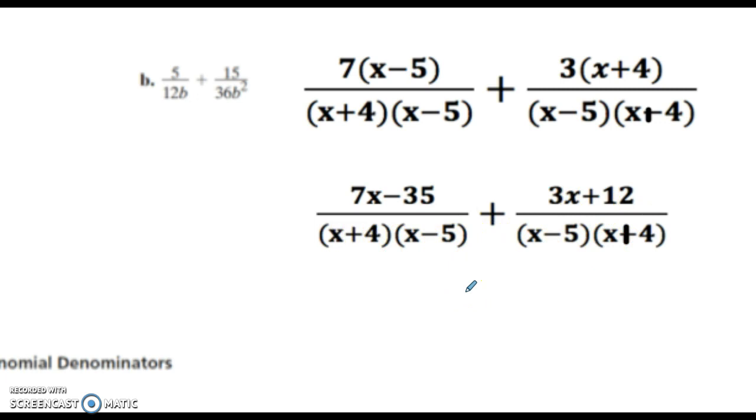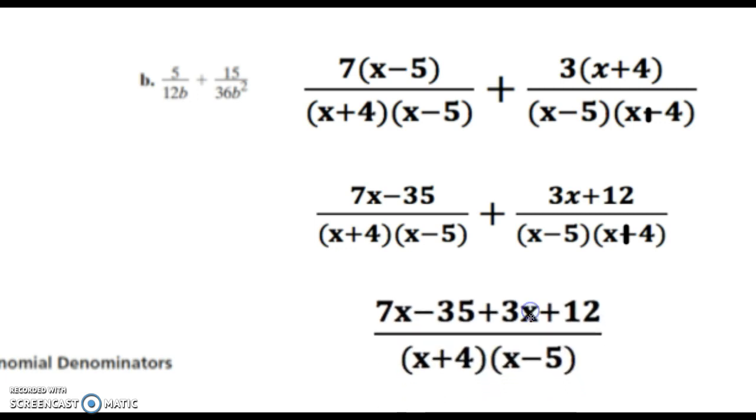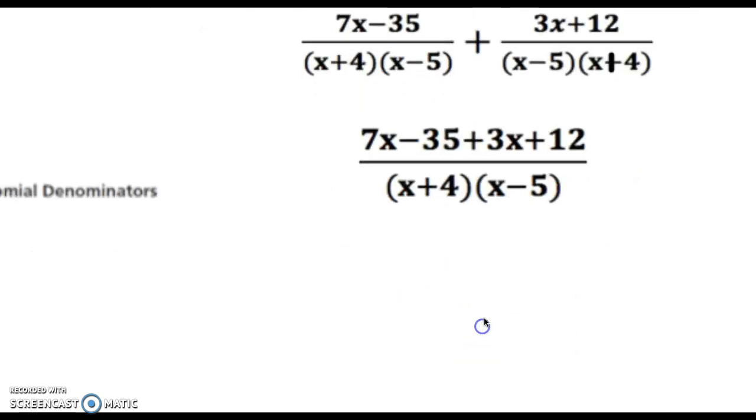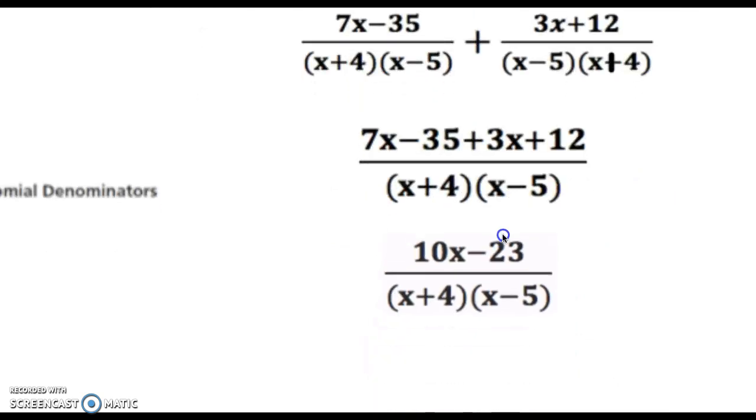So now we can add our numerators and slide our denominator. And again, our common denominator is that x plus 4 times the x minus 5. So we're left with something that looks like this. And then we can simplify it. We're going to simplify that down, combining like terms, to 10x minus 23.